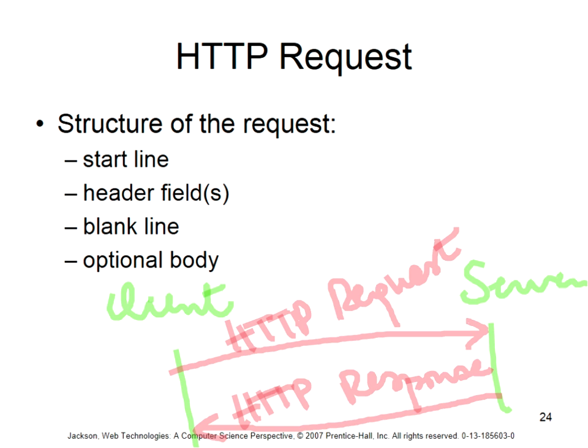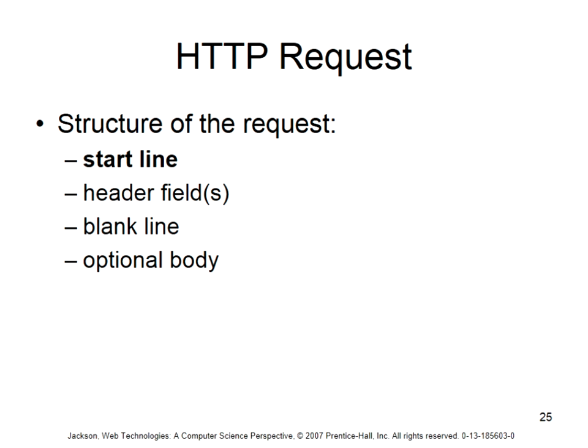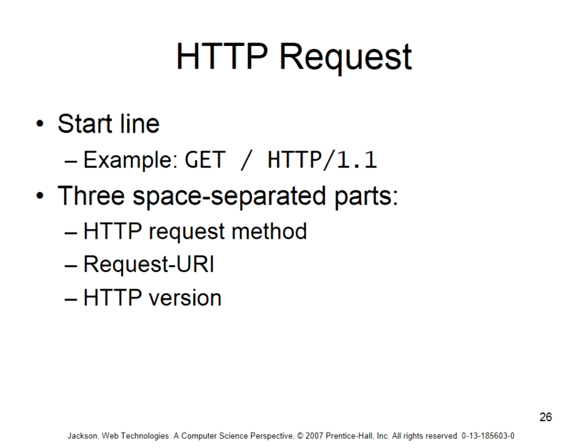Okay, so we will discuss in this slide the structure of the HTTP request. So the structure of an HTTP request is a start line, header fields, a blank line, and after that an optional body. It's clear. Any questions? Okay, so let's begin with the start line. This is an example of a start line of an HTTP request.